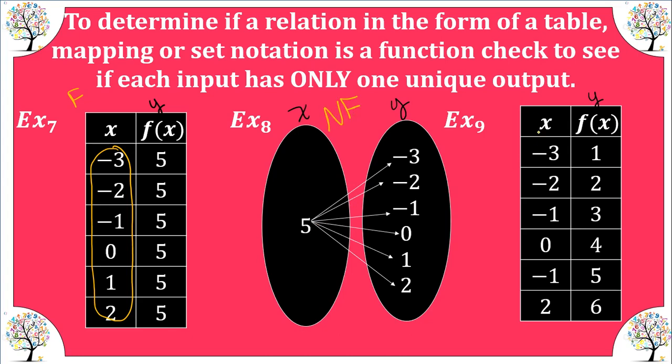Let's take a look at these ordered pairs. Again, we're just looking at the inputs to begin with. And I notice I have a -1 repeated. I have -1 going to 3, and it also goes to 5. It can only go to one value, so this is not a function.